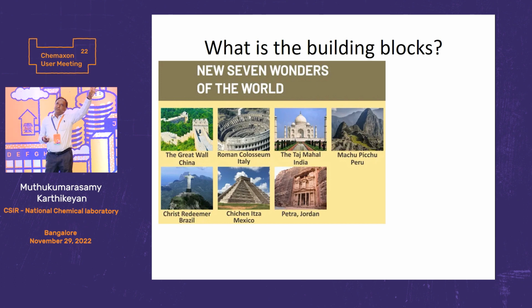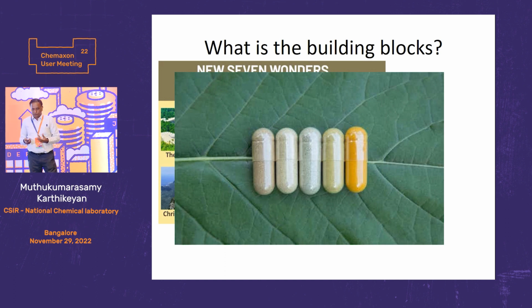AI does from given material, can you predict the property, or given property, can you simulate the molecule of interest? Okay, so again one more break. You see that these are all wonders of the world. What is the building block for this? Maybe some bricks or some marbles, etc. But when you talk about a drug, what is the building block for this?